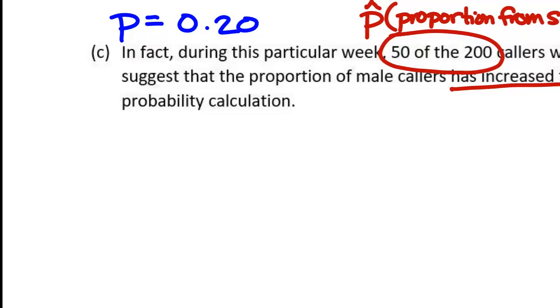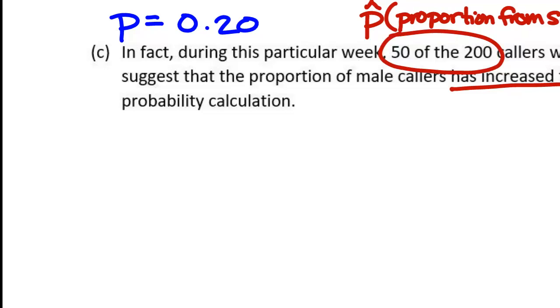If it had come back, say, 100 of the 200 callers were male on the call-in show, would that be surprising if it's really only 20% males listening to the show? If half of all the callers are male, but only 20% of all the listeners are male, would it be surprising? I would think that's surprising at that point. That's a really high proportion. I would expect that my sample proportion would closely mirror my actual population proportion. They're not going to be exactly the same.